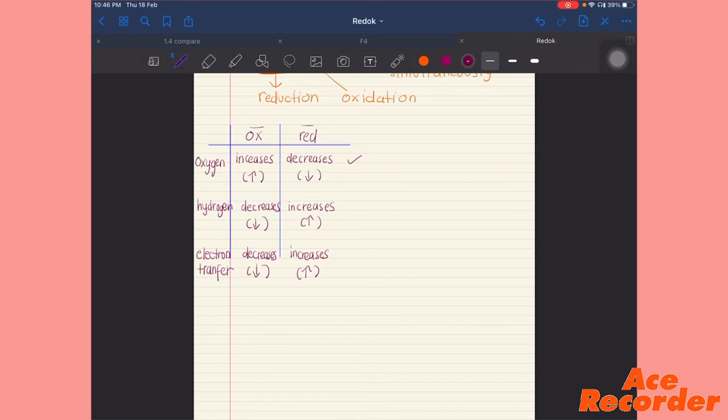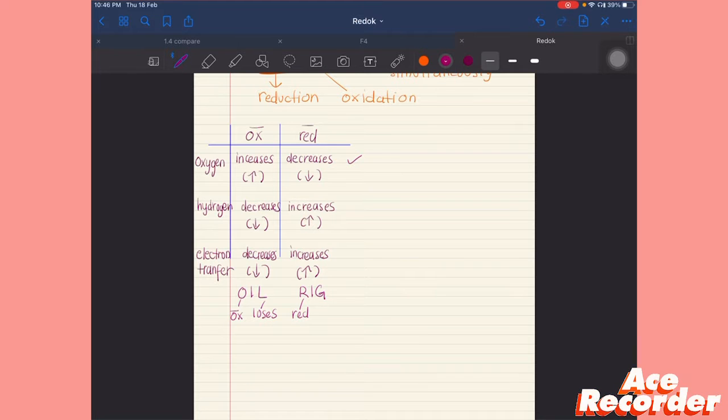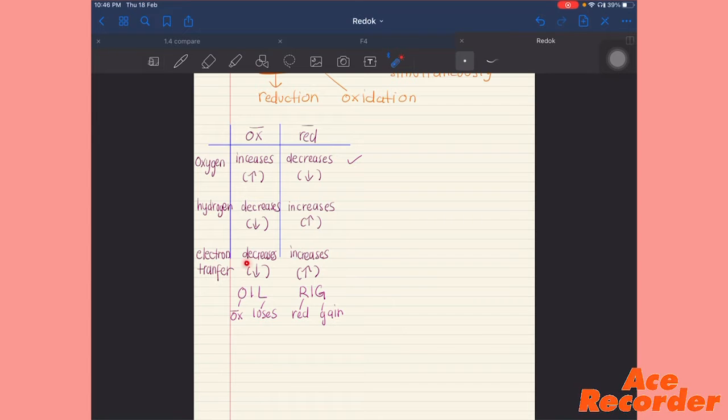And I can give you one basic formula. We call it OIL RIG. OIL RIG stands for what? O is oxidation. L means loses electron. R is reduction. G means gain electron. So either way, either you just want to remember decreases, increases, or you want to remember oxidation is losing electron, reduction is gaining electron, or I call it as the OIL RIG. Okay, it's up to you.